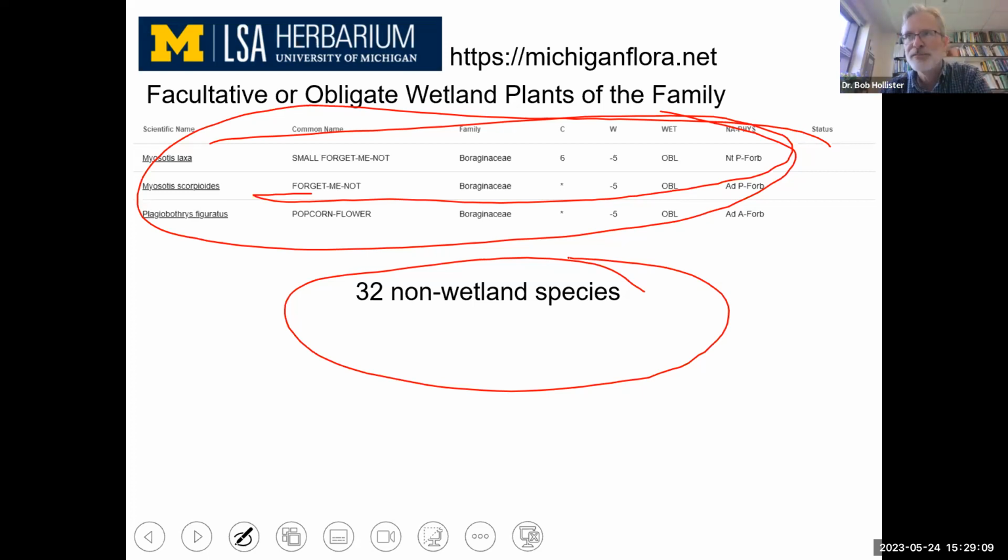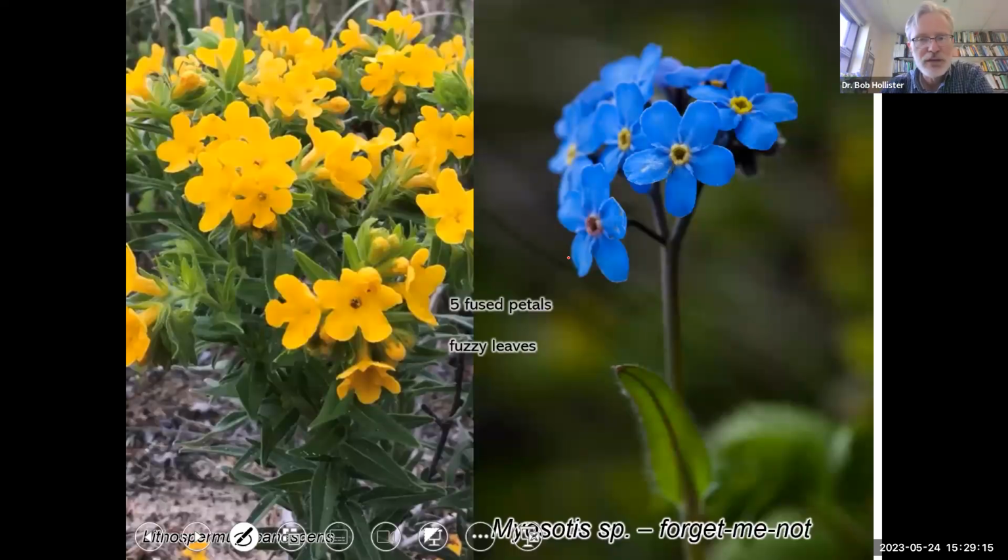Upland tends to be much more diverse. I mean, not tends to be, it's much more diverse. So I've just got two pictures for two representatives of the family. The hoary puccoon is not a wetland plant, it's a dunes plant. We see it at the dunes all around here. But it's got the fuzzy leaves and the fused petals.